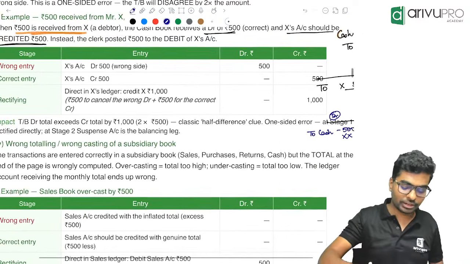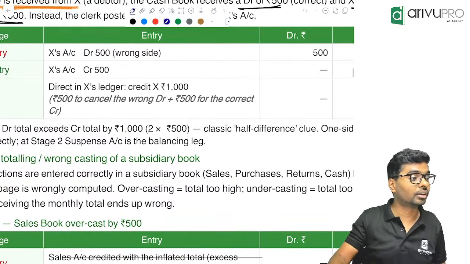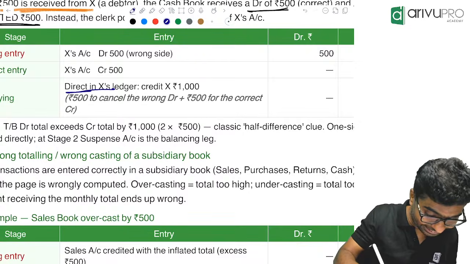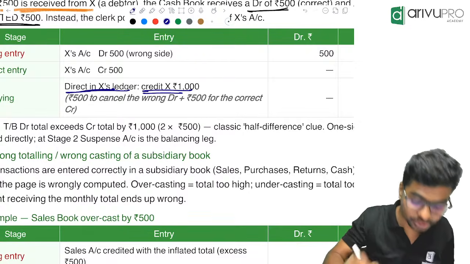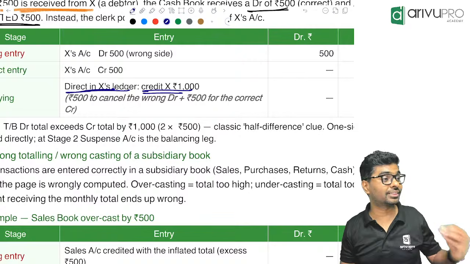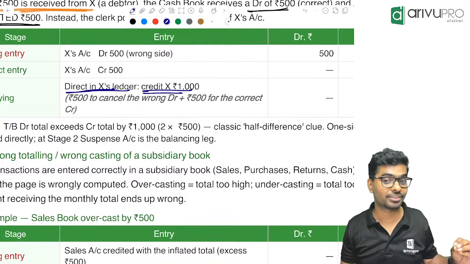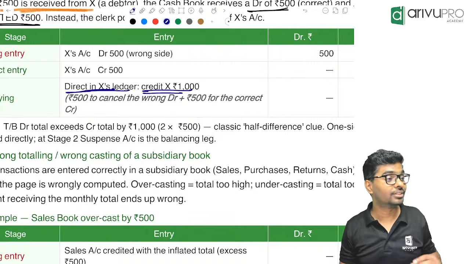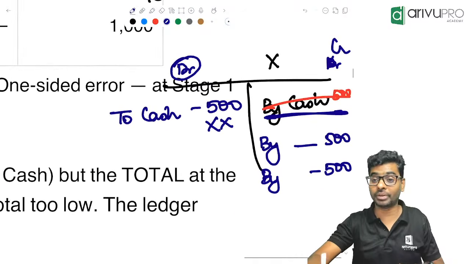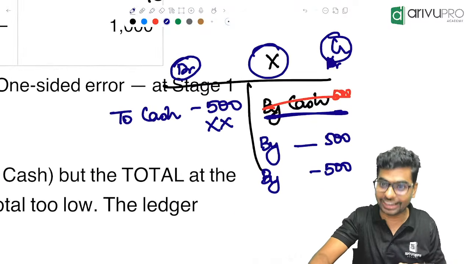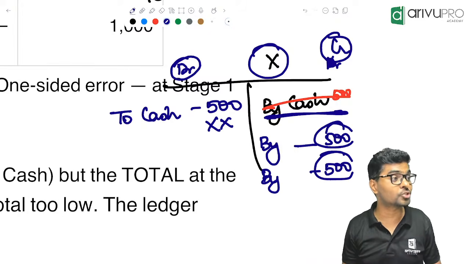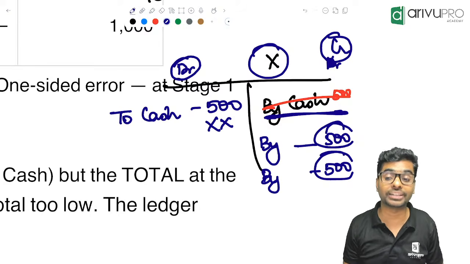Now see here. Anna, for you only. Direct in the X ledger, credit X with. What is your answer? Credit X with 1000. I did not use cash anywhere. So don't overuse your intelligence. I have read it this way only, if you remember. X account, credit by 500 plus 500. So the X account should be credited by 1000. Understood?